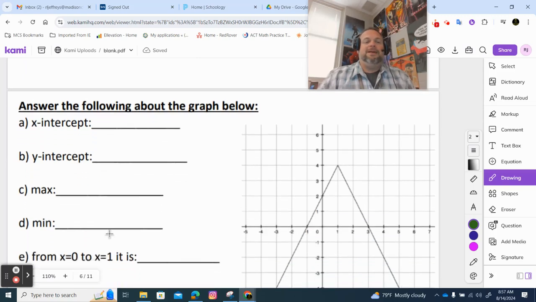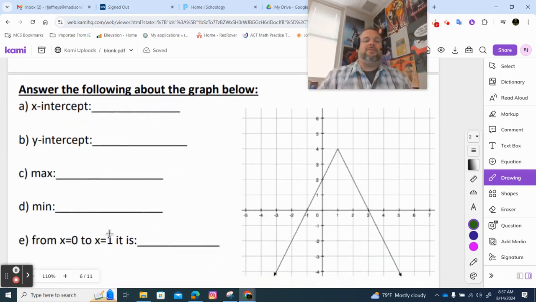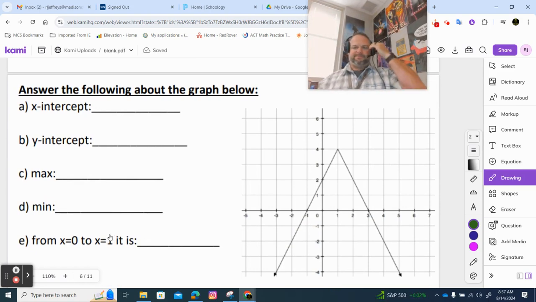All right, so we're going to answer the following about the graph below. Here's the graph below. Okay. Our x-intercept, it's here and here. So this happens at x equals what number? -1. And what's the other one? A little bit louder for the people in the back. 3. There you go.